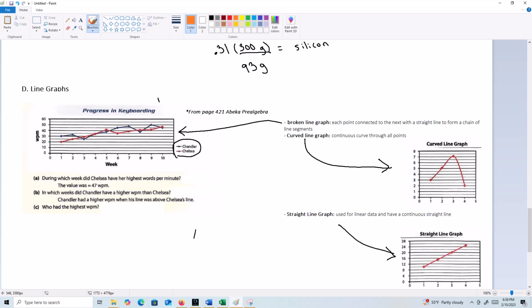So we want to look to the point where Chelsea gets the highest, and it's right here. So that is about 45, am I right? Oh, they're asking what week, sorry. Like I said, I didn't read this one. During which week did Chelsea? So that's right there, that's our highest. Well, that's week 10.